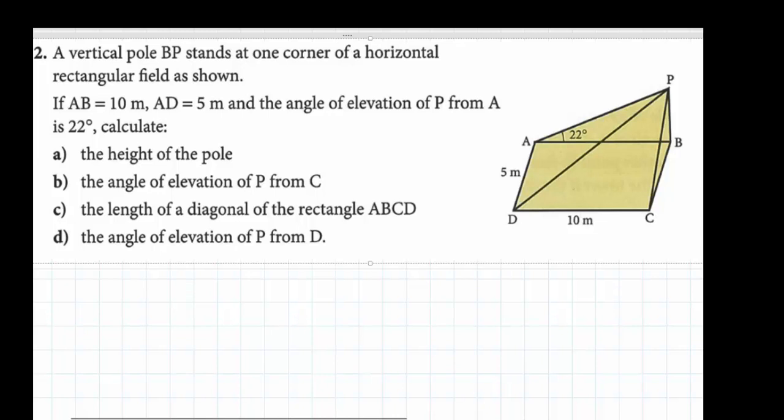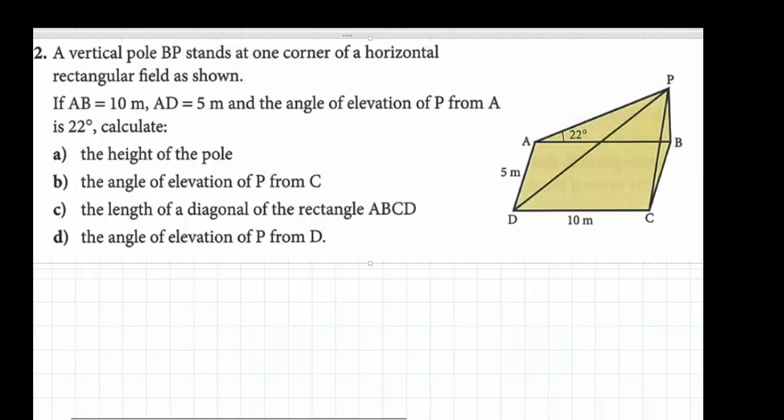Welcome to another tutorial. We're going to do question 2. A vertical pole BP stands at one corner of a horizontal rectangular field as shown. So ABCD is a rectangle and BP is this vertical pole that stands on the corner B.